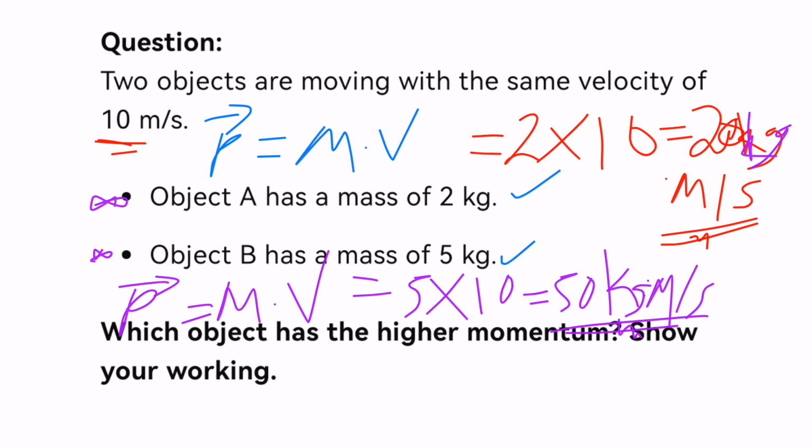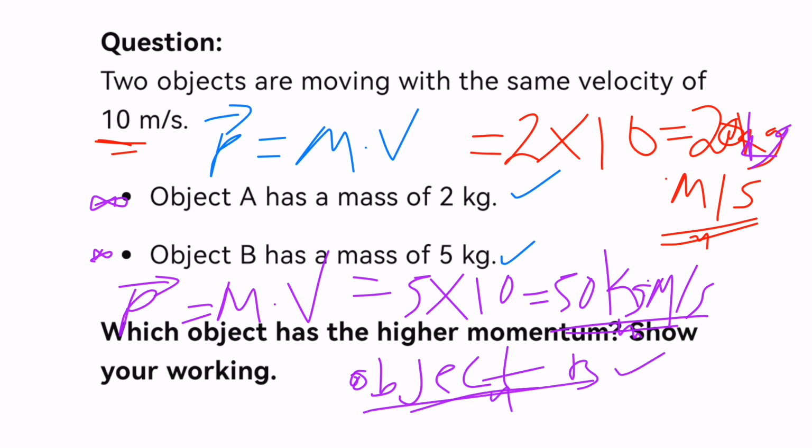Now the question is, which object has the higher momentum? The answer here should be object B. That is the answer, object B. Let's go to our second question.